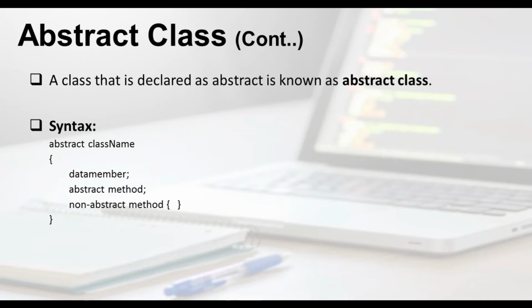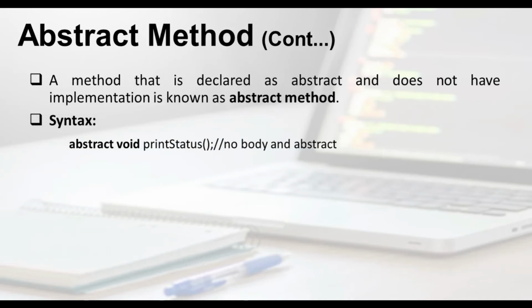So we will learn the abstract method. A method that is declared as abstract and does not have any implementation is known as an abstract method. Some more rules: an abstract method consists of a method signature but does not have a method body. An abstract method ends with a semicolon instead of logic between the curly braces. As shown in front of your screen, the syntax looks like void printStatus. It is a regular method, but if you apply the abstract keyword, it is known as an abstract method. But it doesn't contain any body or logic of the code.